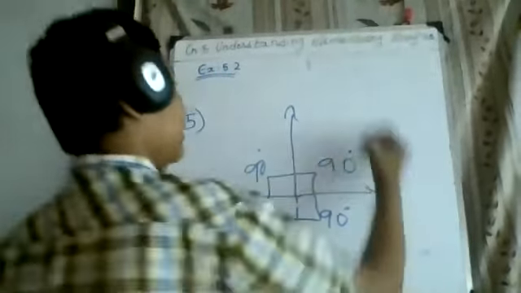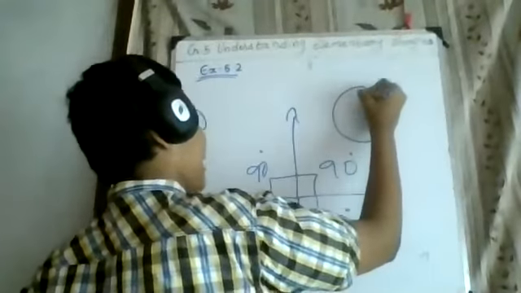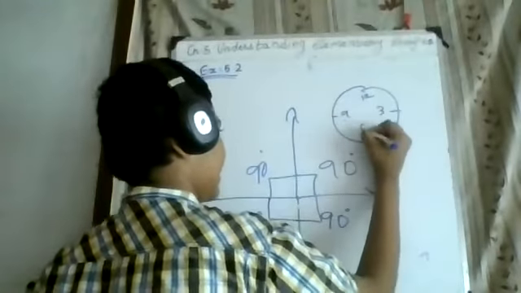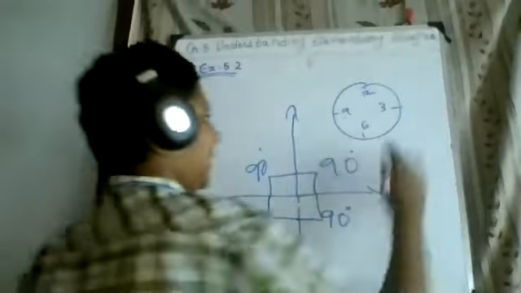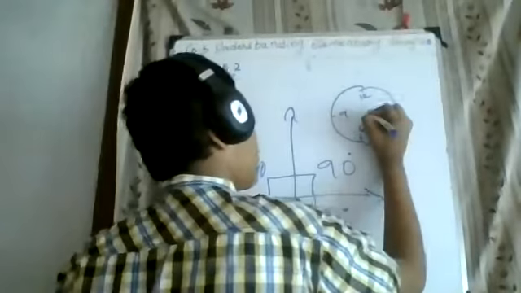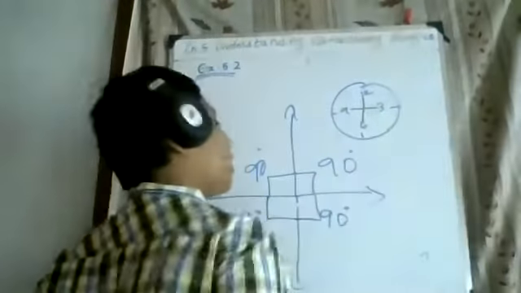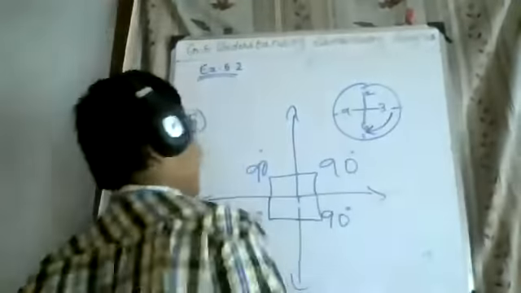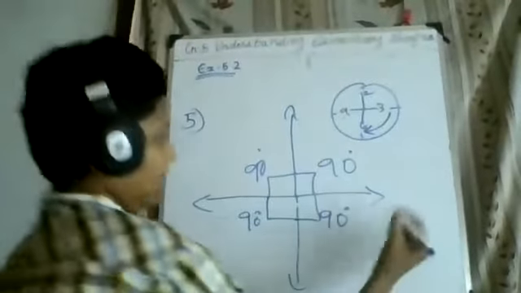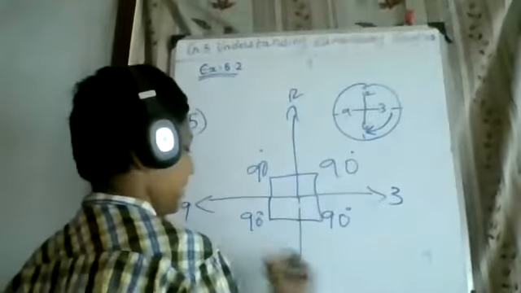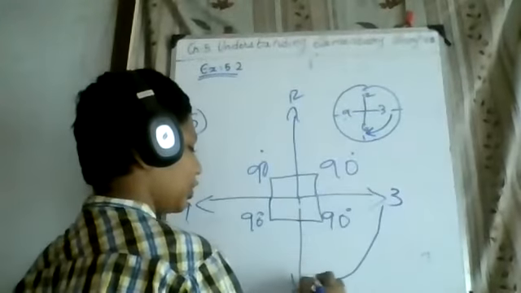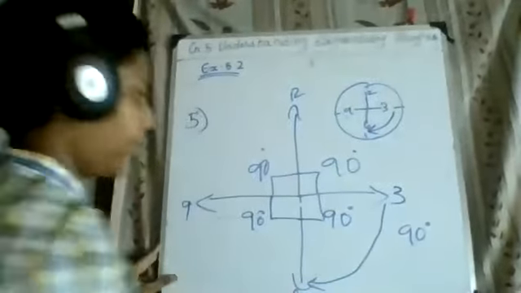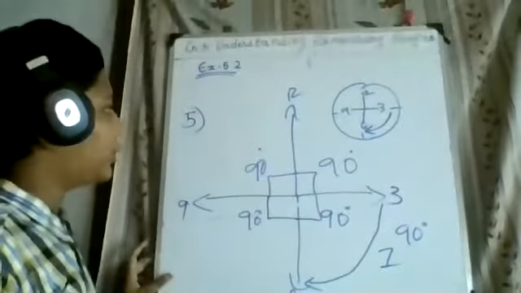What did they say? Let us imagine a clock with 12, 3, 9 and 6. They said start from 3 and go to 6. Imagine these are 4 parts, and it can travel from 3 to 6. Then what is the angle here? 90 degrees. So how many right angles are formed? One right angle.